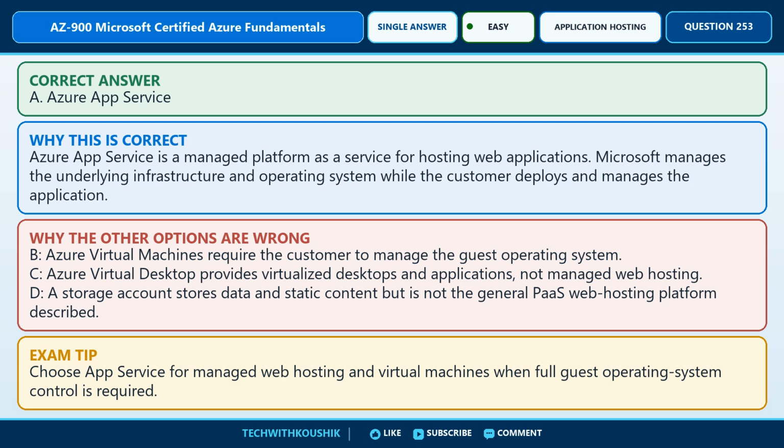The main takeaway is choose App Service for managed web hosting and virtual machines when full guest operating system control is required.